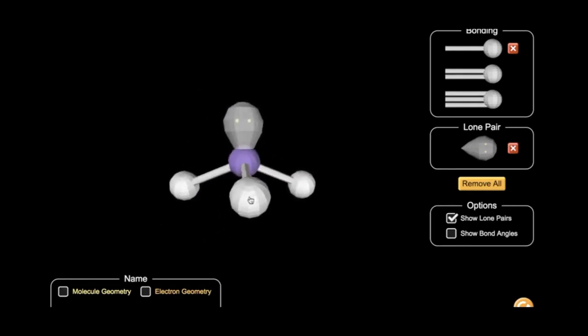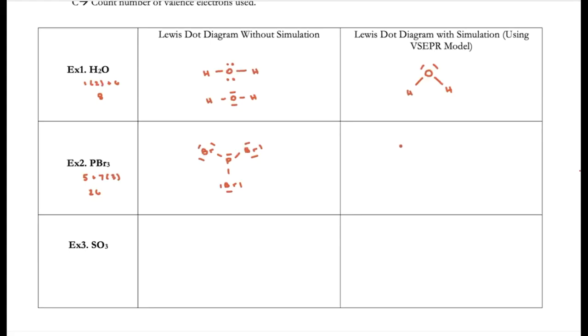So I'm going to show you right now how I would draw this, but notice you've got 1 lone pair of electrons on top and then 3 moving downwards. All right, so what you should have seen is the following.